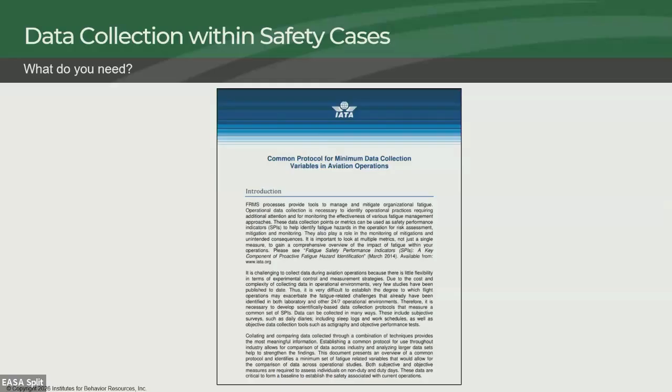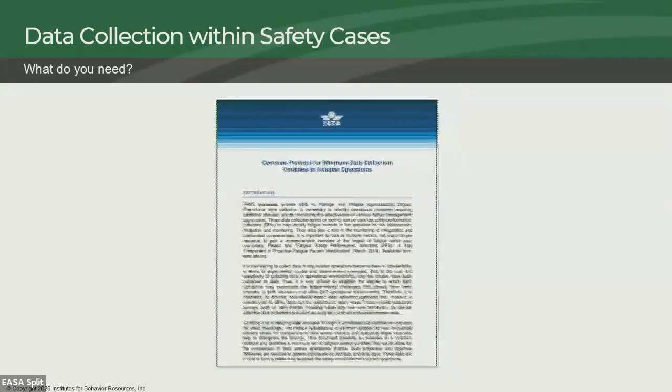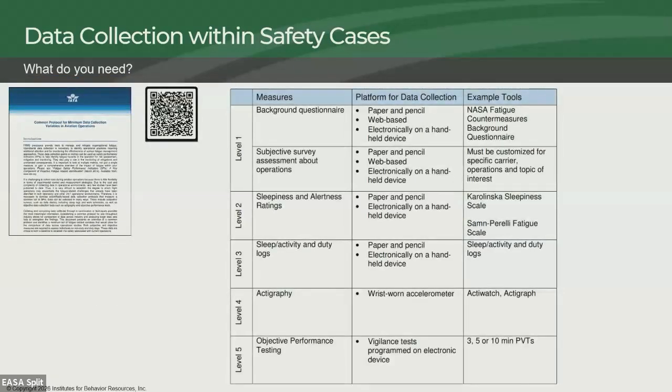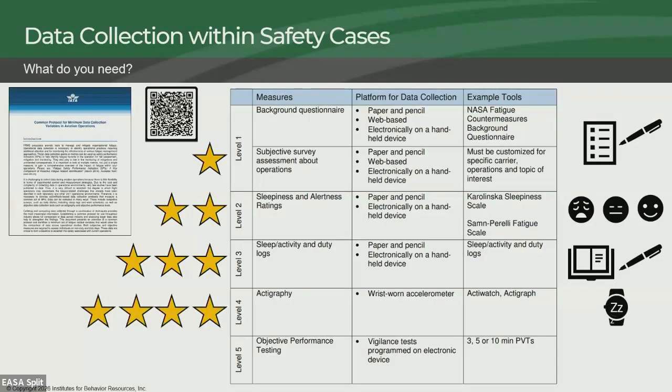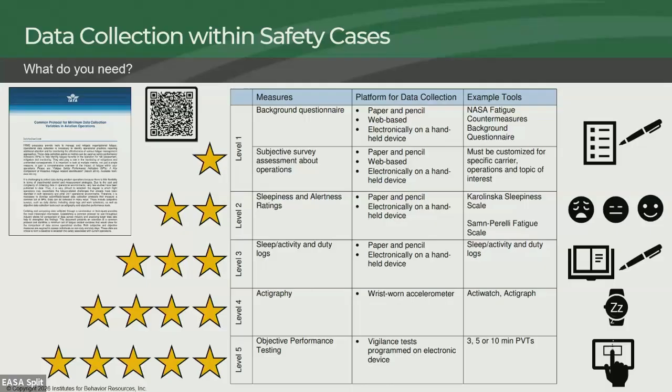And now we get to what data do you want to collect and what data do you want to submit. So this is a document from the International Air Transport Association that outlines minimum requirements for data collection. Again, there's the QR code, and they outline it as 5 levels, where level 1 is really the minimum. And this includes a fatigue survey, a background survey, very quick, one-time operations. Level 2 is when you're collecting those KSS scores and those Samn-Perelli scores. Level 3, you have someone keeping a sleep diary, maybe a duty diary, and they're just telling you how that's going. Level 4 is when you have an objective measure of sleep, traditionally actigraphy. And level 5 is the objective performance testing.